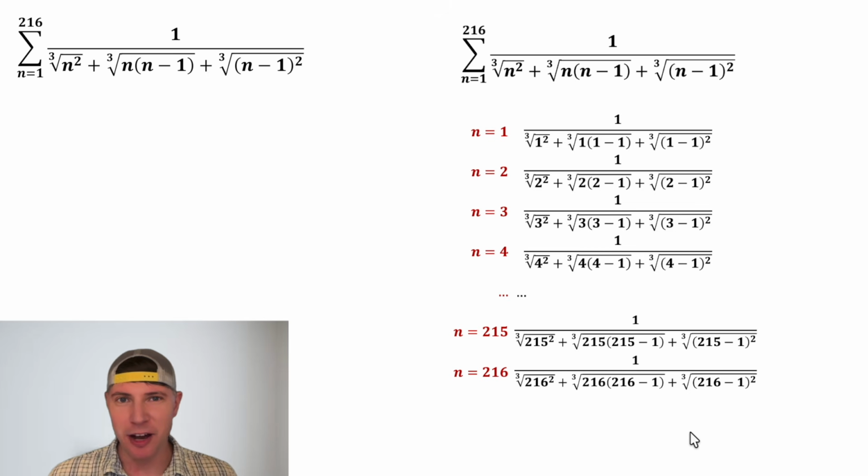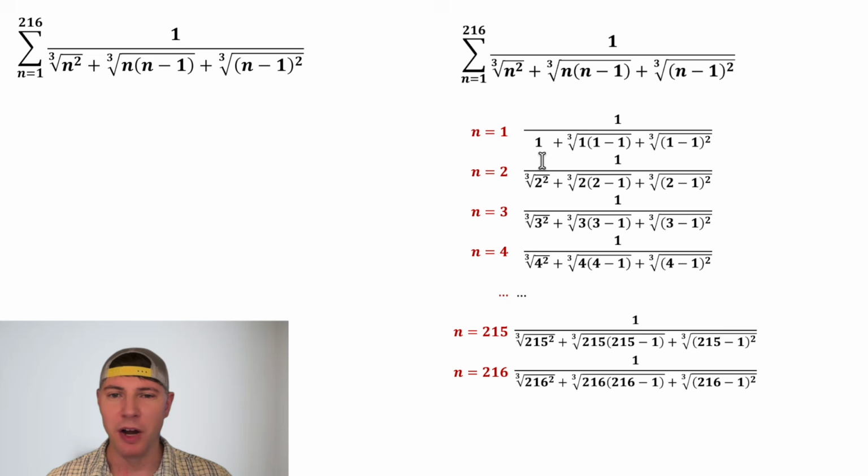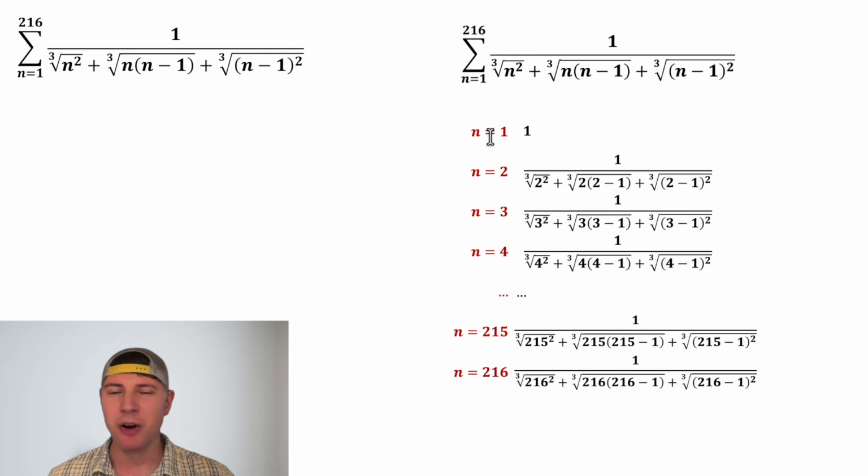Now we can clean this up a little bit. The cube root of 1 squared, this is all just going to become 1. And then inside of this parentheses, 1 minus 1 is equal to 0. And same thing inside of this parentheses, 1 minus 1 is equal to 0. Well, all of this is going to become 0, and all of this is going to become 0, so those can go away. We end up with 1 divided by 1, which is equal to 1. So for n equals 1, we got 1.